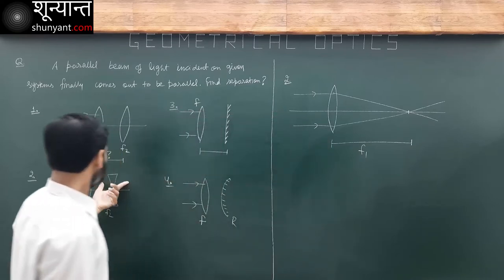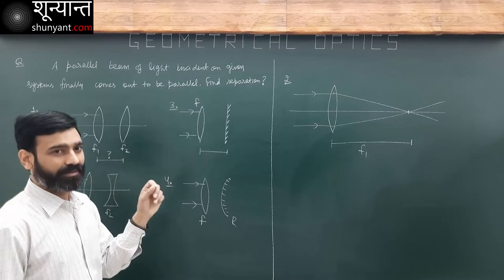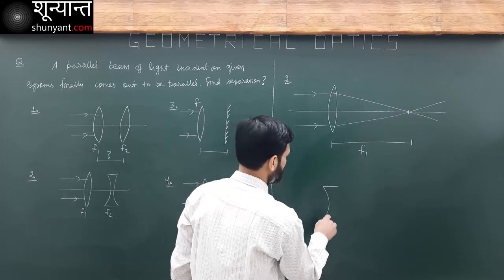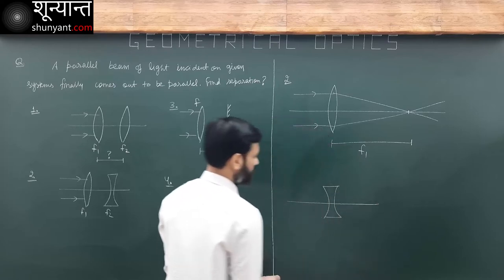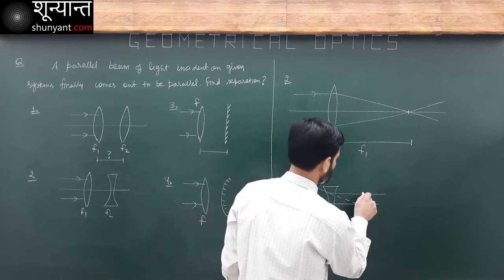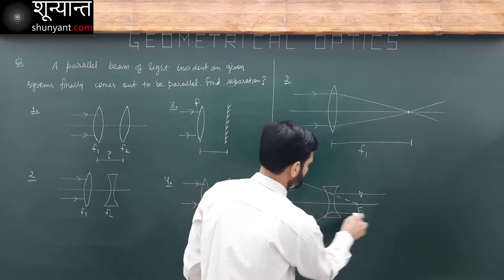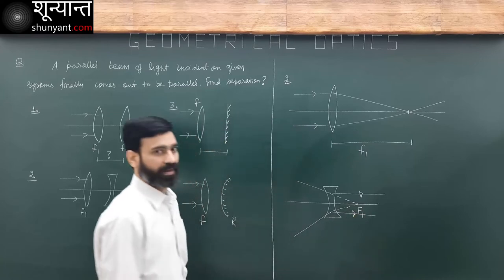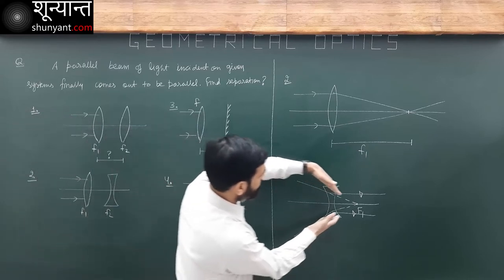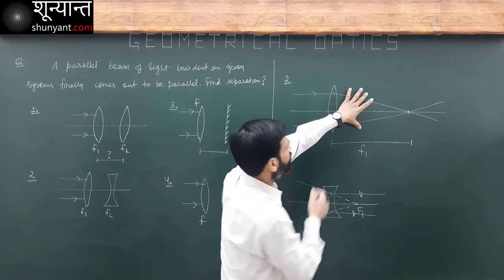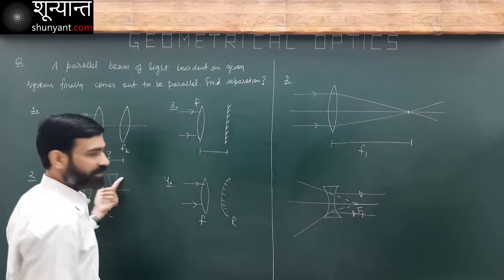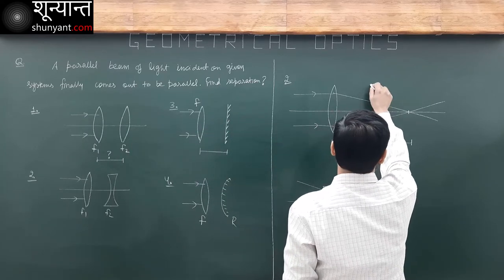Now, I have this convex lens here. How should I place my convex lens such that this light ray becomes parallel? If I want a parallel beam of light from a concave, diverging lens, then the light rays must appear to be passing towards its first focus here. Then, after passing through the lens, they will become parallel. Then I will have to place my second lens such that the light rays coming out from this lens appear to be heading towards the first focus of this lens. Then they will become parallel. That means I will have to keep my lens something like this here.